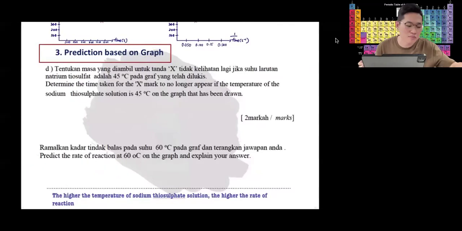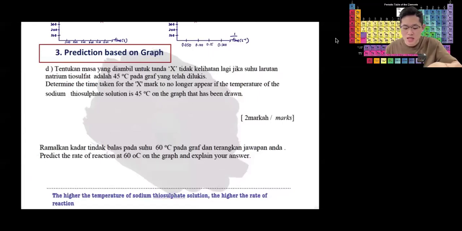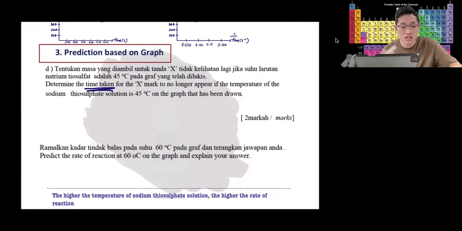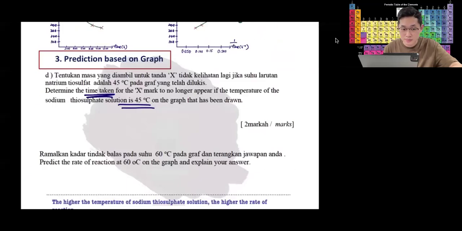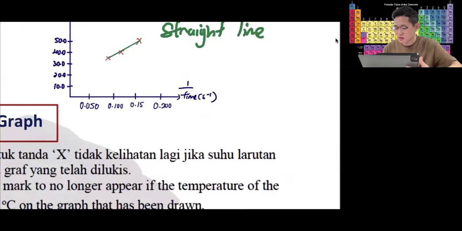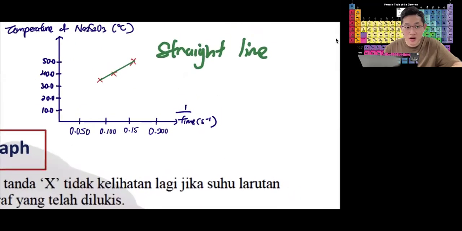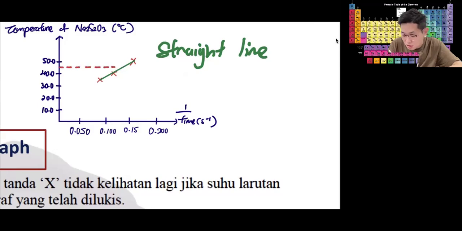If they want you to draw graphs, most likely they will ask you to predict some results from the graph. So for example, in this question, they want me to predict the time taken for the X mark to no longer appear if the temperature of the sodium thiosulfate is 45 degrees Celsius. You see, in my experiment, they never asked me to carry out 45 degrees Celsius. But this one, they want me to find the result of 45 degrees Celsius, which is here. Let's say I have a graph paper. We should use the dotted line. Go to our straight line. Okay, then we go down.